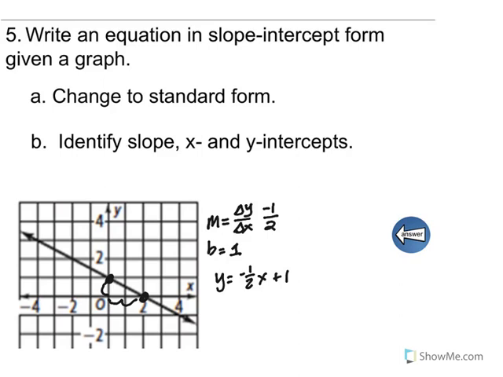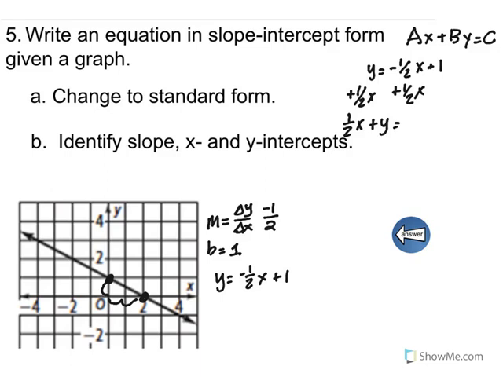Now, we're going to change this form into standard form. So remember that when we're changing into standard form, our goal is to get it into ax + by = c form. So the x and the y term need to be on the same side. We can do that by adding 1/2 x to both sides. This gives me 1/2 x + y = 1. And then a cannot be negative. We're good there.